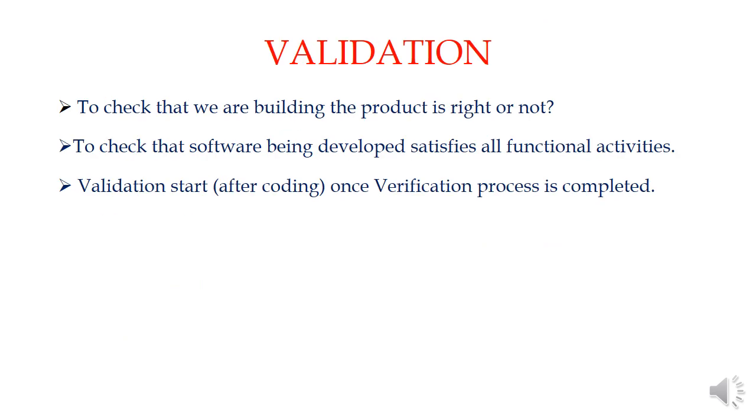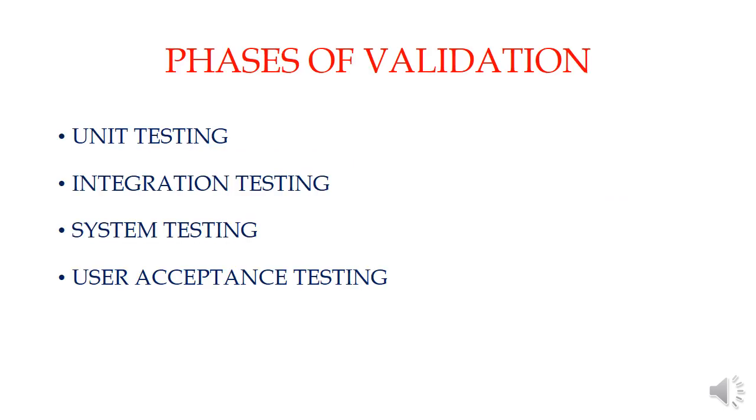Validation checks that we are building the right product, that the software being developed satisfies all of the requirements. Validation starts after coding, once the verification process is completed. The phases of validation are unit testing, integration testing, system testing and user acceptance testing.